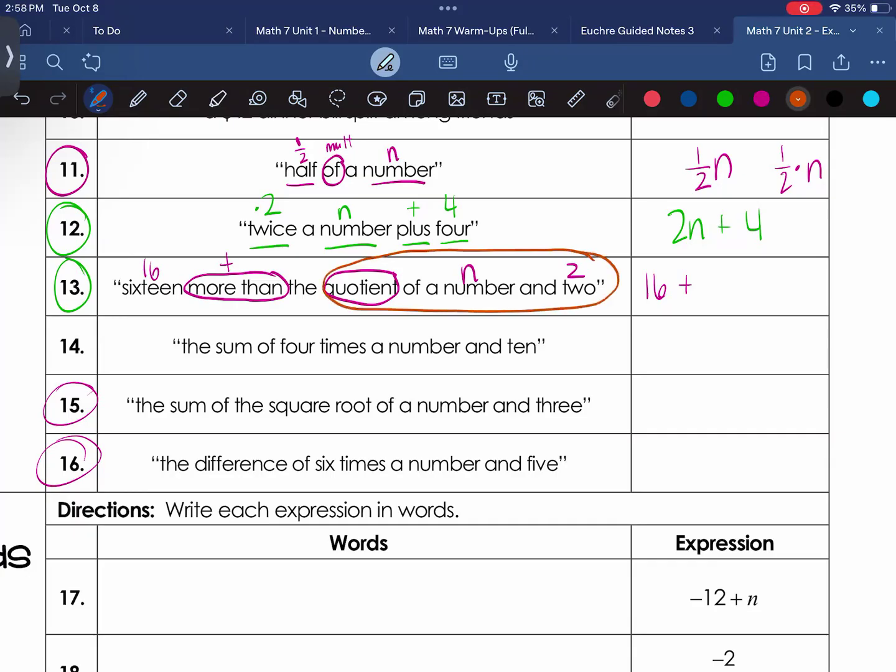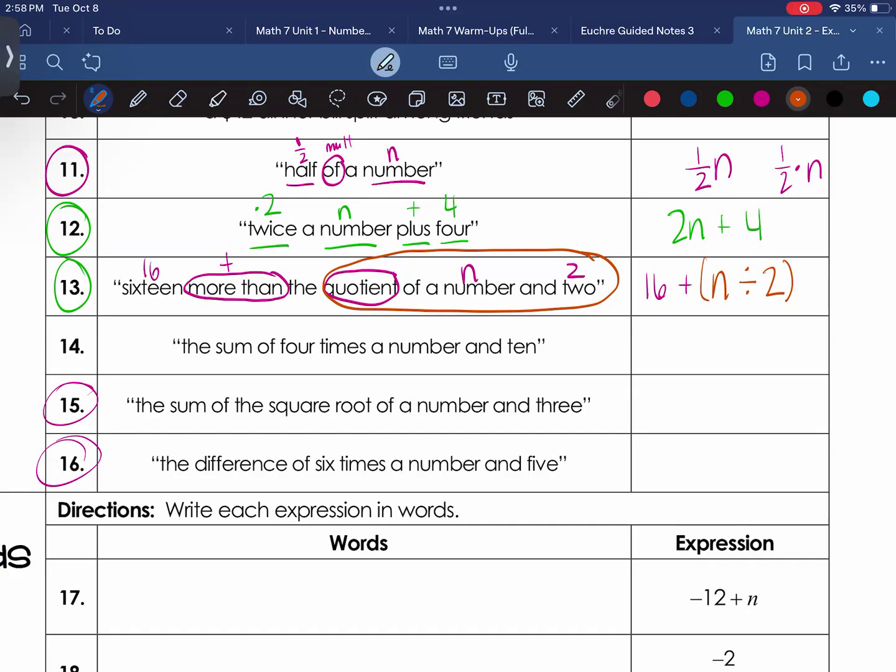So that part's kind of separate, right? The quotient of a number and 2. That would be my division part. Now, normally I would say, okay, put that in parentheses so that they know that we have to do this first, right? And then you can add on that 16. But we know that from PEMDAS, we would do division first anyway. So you really don't need to separate that there.